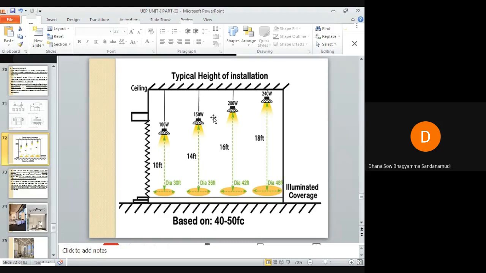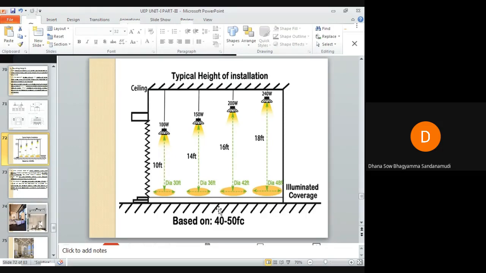If the wattage is increased to 150 watts, it can illuminate the surface of around 36 feet. It should be fixed at a height of 14 feet. And if the lamp is of 200 watts, it can illuminate around 42 feet of surface area, and it should be fixed at a height of 16 feet. And if a lamp is of 240 watts, it can illuminate a surface of around 48 feet, and it should be fixed at a height of 18 feet.